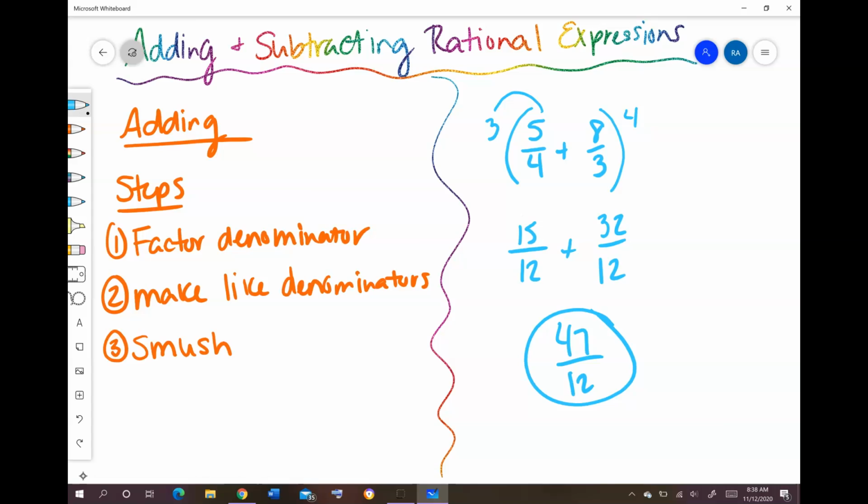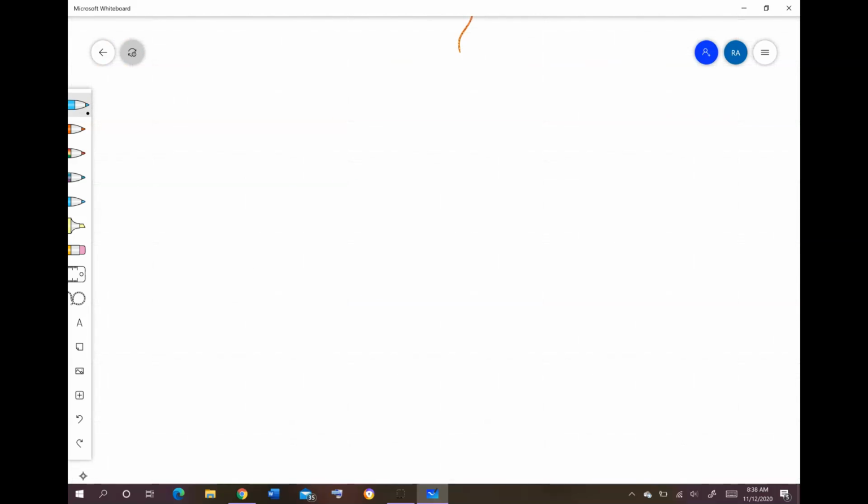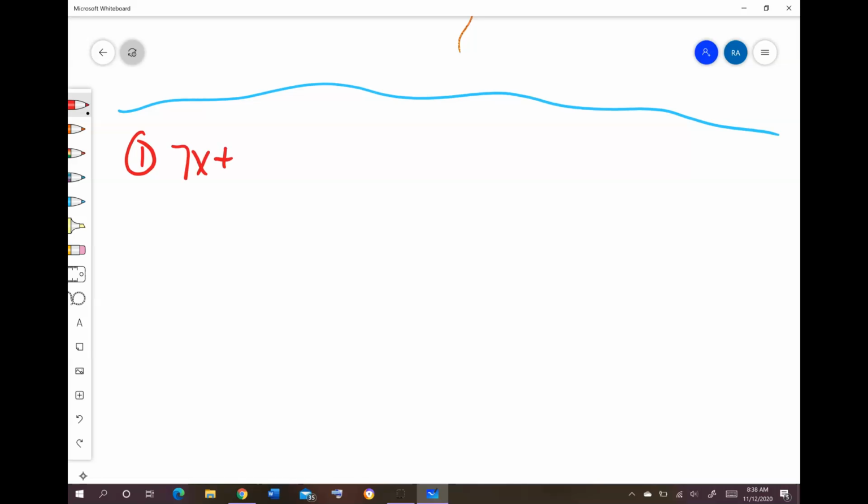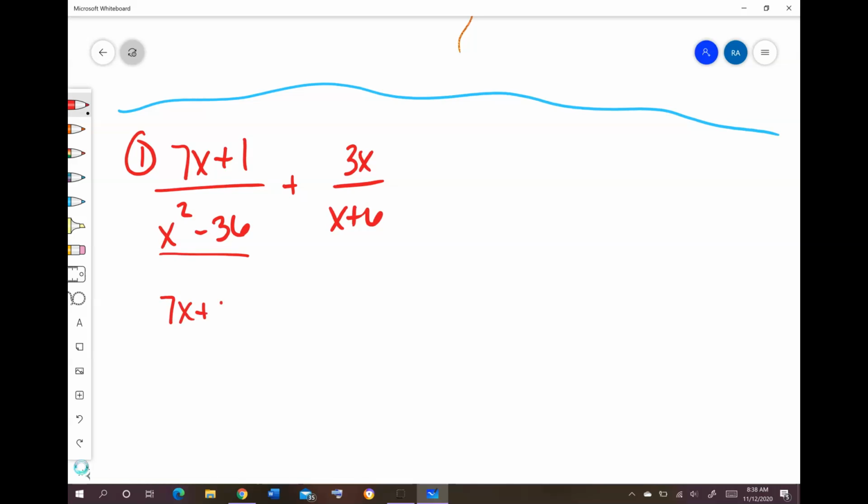All right, let's do one. Number 1 is 7x plus 1 over x squared minus 36, plus 3x over x plus 6. Step 1, factor the denominator. I've showed you on Desmos how to factor the denominator: you look where it crosses the x-axis, and then you change the signs. So this factored will be 7x plus 1 over x plus 6, x minus 6. This one's already in factored form, so we just leave it over x plus 6.